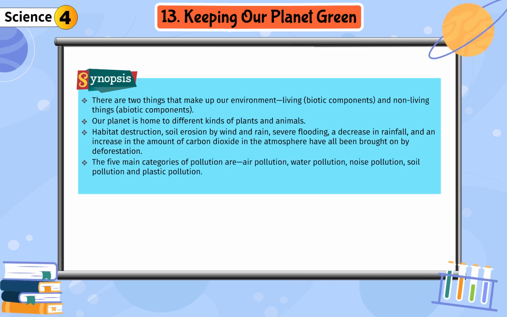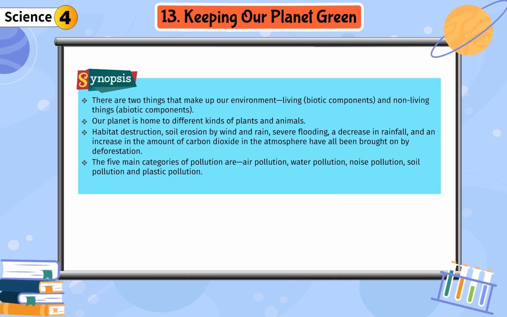The 5 main categories of pollution are air pollution, water pollution, noise pollution, soil pollution, and plastic pollution. We can save our environment by following the 3 Rs: reduce, reuse, and recycle.